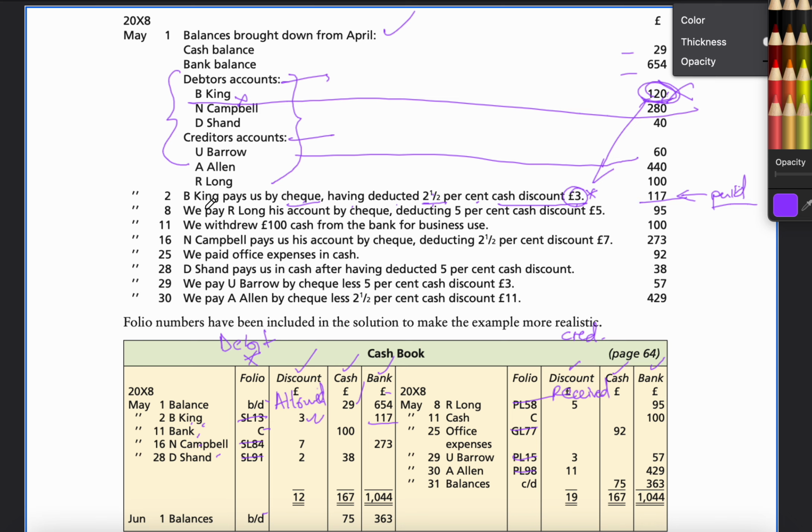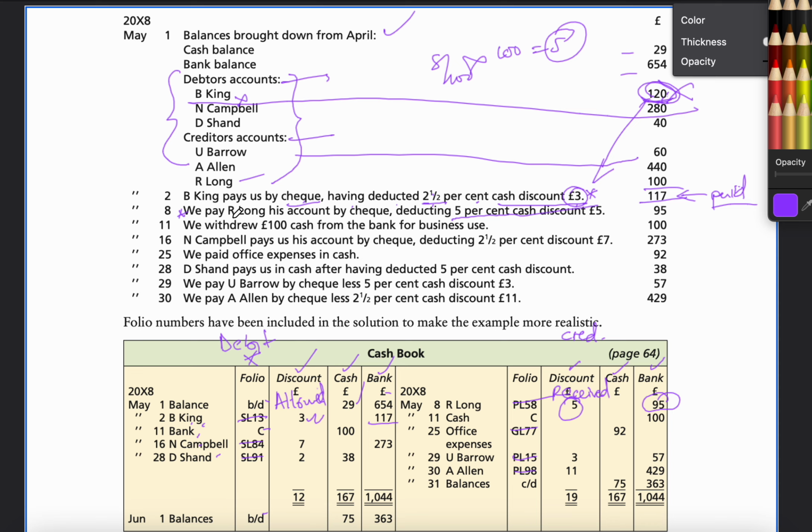Again, let's talk about what we did here to El Long. On the 8th, we paid El Long, our Long, his account. This is the guy that we had the amount for. We are owing this person $100. But we paid this person after having deducted 5% as cash discount. So 5% of 100 is just 5, yeah? Which means that we received a discount of $5 and we paid the person an amount that was less $5, which means out of 100, we paid the person now $95. That's basically what happened here, right?